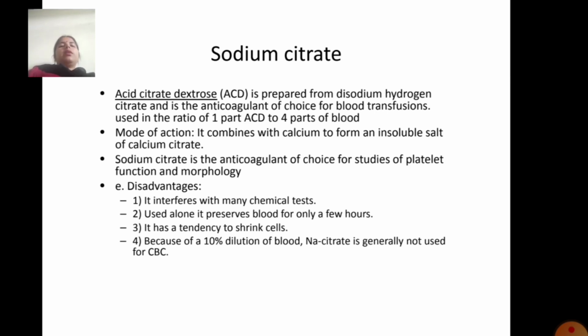Next are the disadvantages. It interferes with many chemical tests. Used alone, it preserves blood for only a few hours. It has a tendency to shrink cells because of a 10% dilution of blood. Sodium citrate is generally not used for CBC, meaning complete blood cell study.